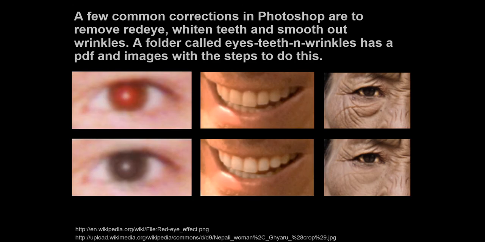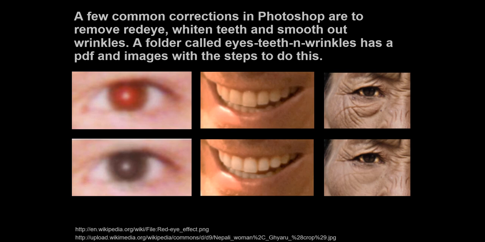Photoshop originally just started as processing to clean up. And so some of the corrections that are done in Photoshop that are very common are red eye removal, whitening the teeth, smoothing out wrinkles, and so forth. I have that as different files that you can look at, and they're in your folder as PDFs and also the files you can play with. And that's something if you want to learn more.